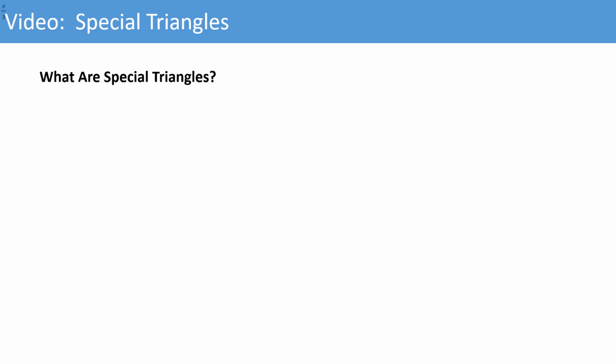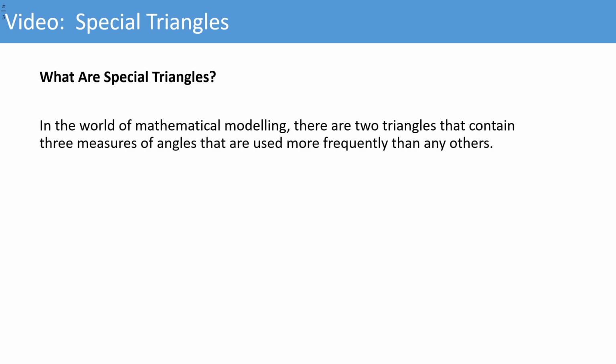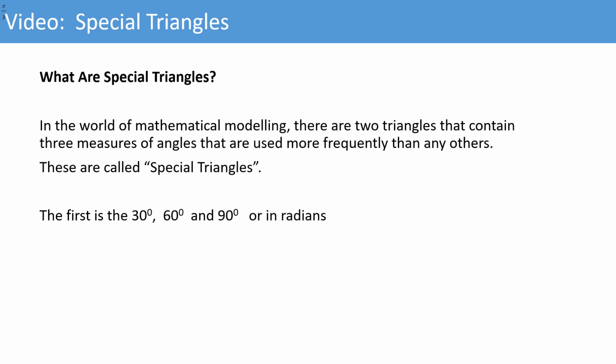What are special triangles? In the world of mathematical modeling, there are two triangles that contain three measures of angles that are used much more frequently than others. These are called special triangles. The first is the 30, 60, 90 degrees, or in radians, pi over 6, pi over 3, pi over 2. And the second is the 45, 45, 90.